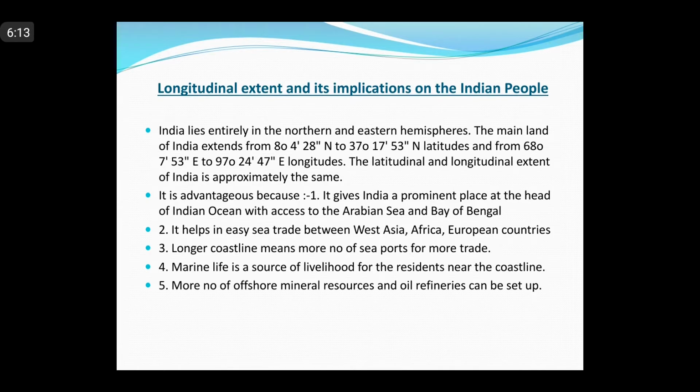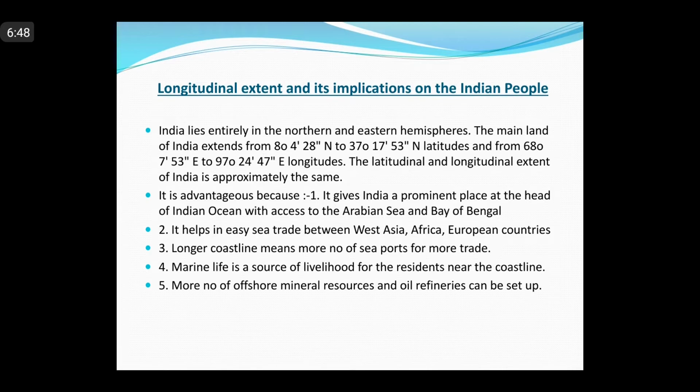Marine life is a source of livelihood for the residents near the coastline. What does it mean? It means marine life, fishing, extracting the resources, right? And of course agriculture in the coastal regions is very, very important. This is one of the economic activities of the people living in the coastal areas, especially the fishermen, and they are also involved in extracting the marine resources, right?